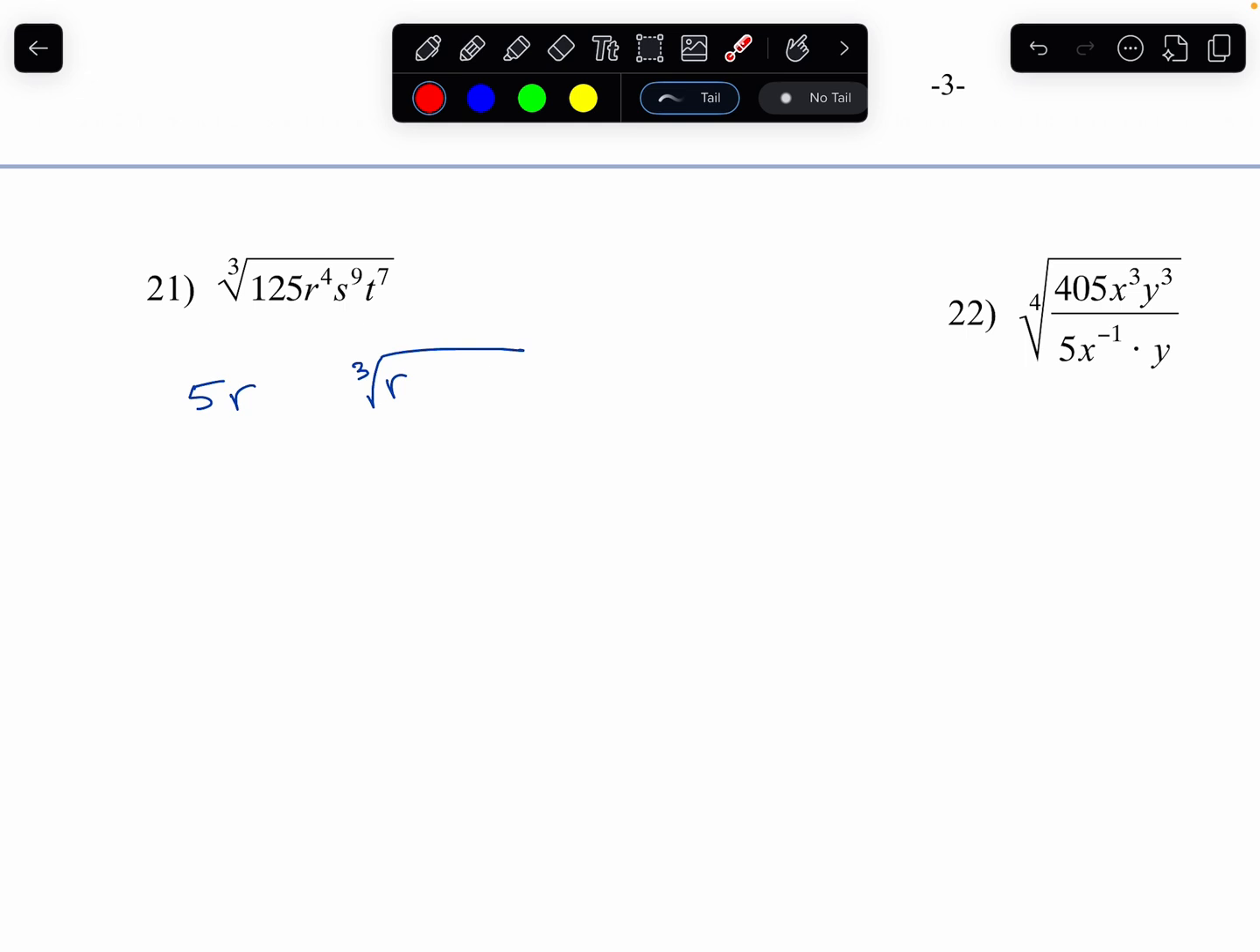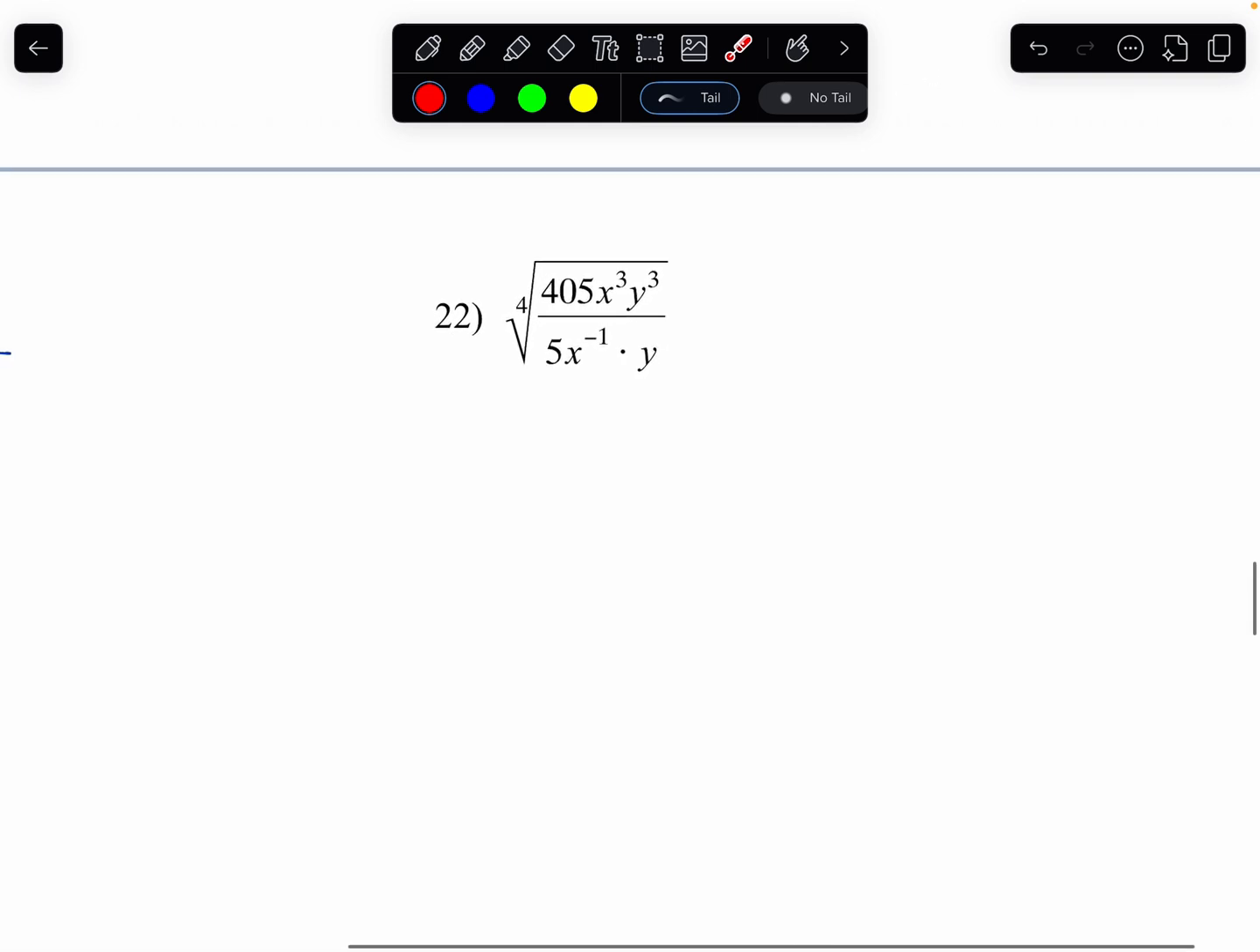Okay, and then the third root of s to the 9th power, I'm going to see how many times 3 goes into 9, so that's going to be 3 times, so I'm going to have s to the third power, and now it goes in perfectly, so there's not going to be any s inside here. And then for the cube root of t to the 7th, 3 goes into 7 2 times, so I'm going to have t squared, but then I'm going to have 1 t left over. And so this is the expression right here.